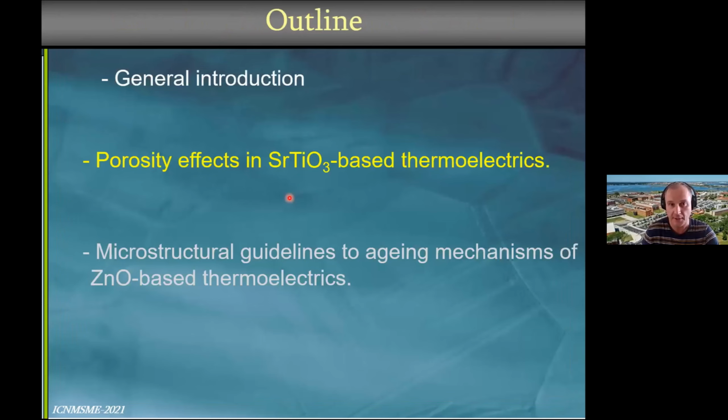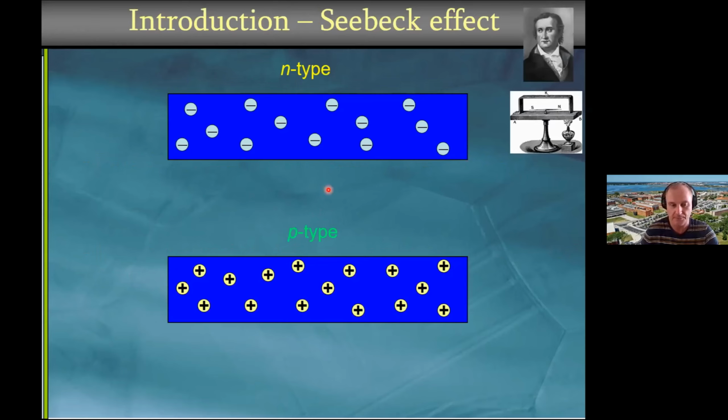So here you can see briefly the outline of my talk. I will start with some general introduction of thermoelectrics, and then I have selected some specific cases to discuss, which represent probably not very common situations when we are talking about the microstructural effects on the transport properties. So first I will speak on porosity effects in strontium titanate-based thermoelectrics, and then about some microstructural guidelines to the ageing mechanism of zinc oxide-based thermoelectrics.